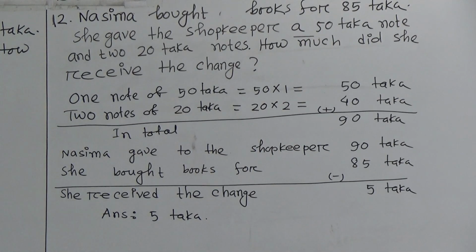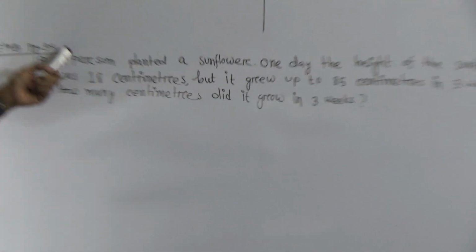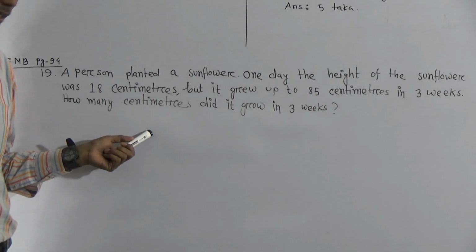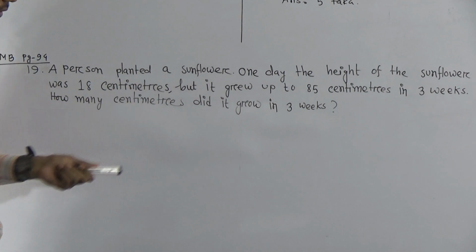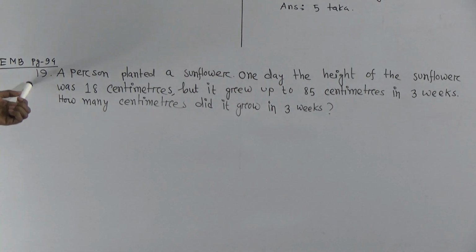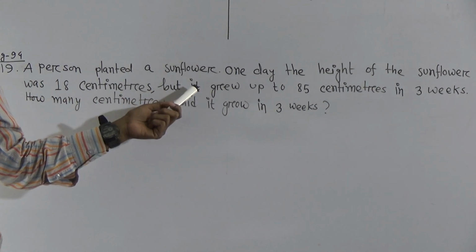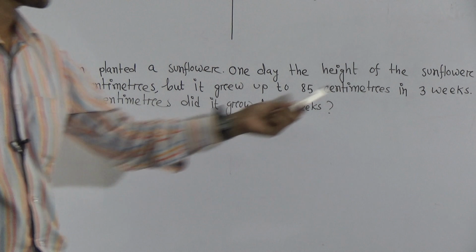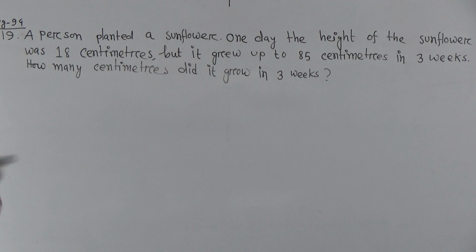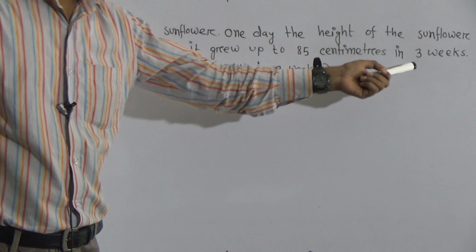Okay, now I will solve EMB page 94, question number 9. Dear student, this question is so much easier, but you have to try to understand the meaning of the question. Look, question number 9. A person planted a sunflower. One day, the height of this sunflower was 18 centimeters. But it grew up to 85 centimeters in 3 weeks.